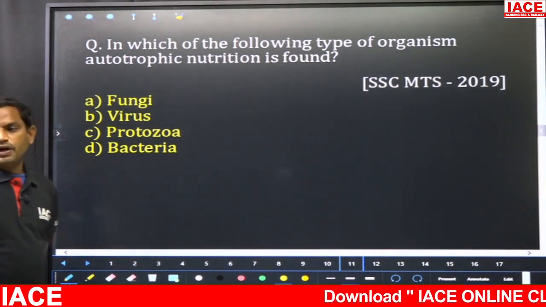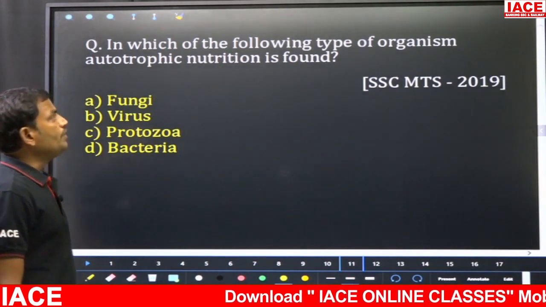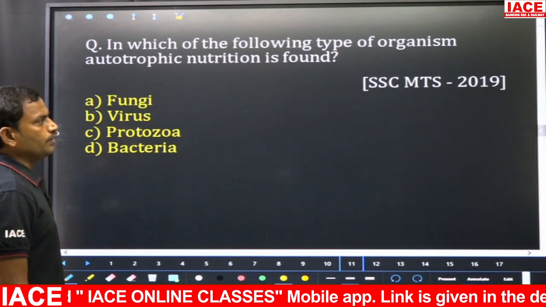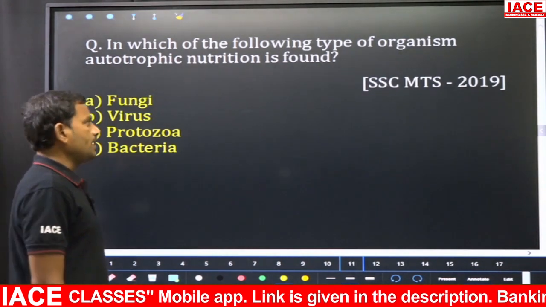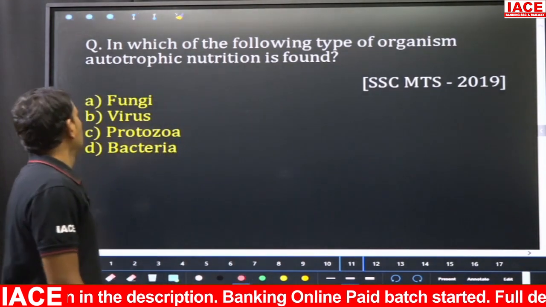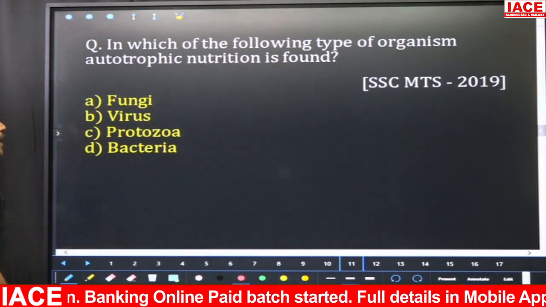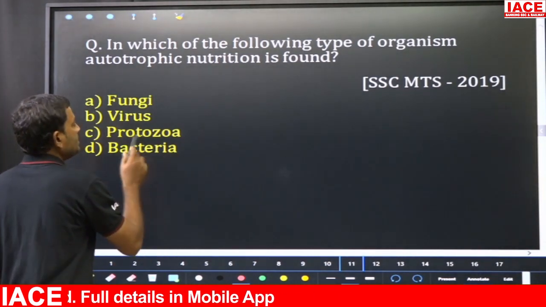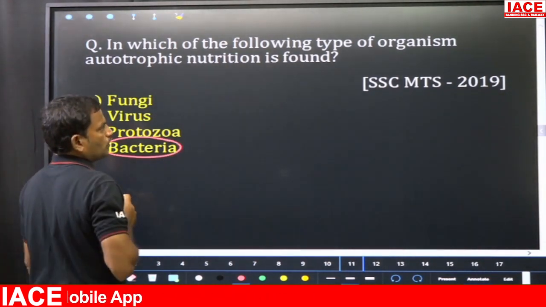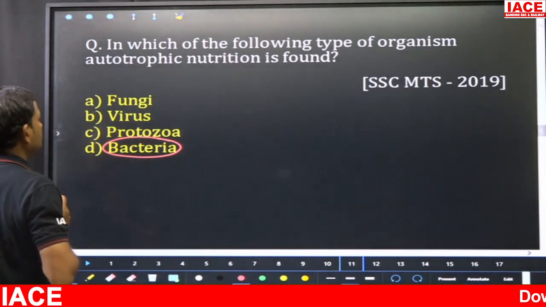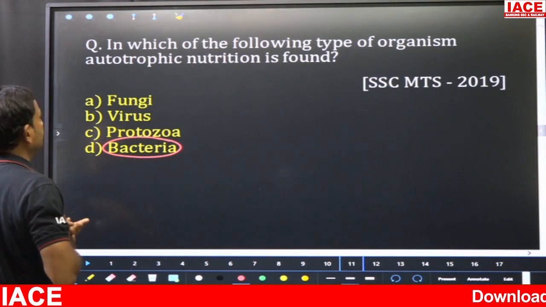So the timer is off. Now, in which of the following types of organism is autotrophic nutrition found? This question was asked in SSC MTS 2019. Here, option A fungi, option B virus, option C protozoa, option D bacteria. Here bacteria is not an autotroph, so it cannot synthesize its own food.